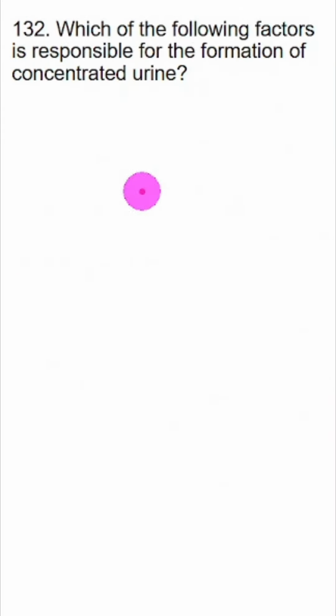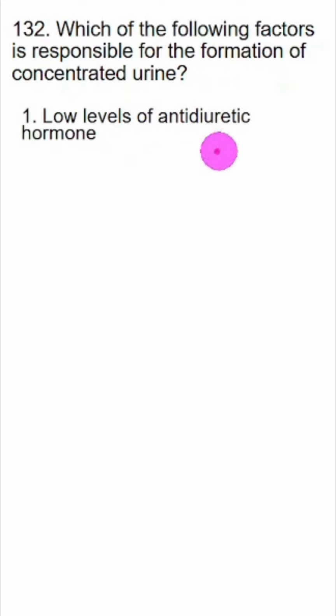We'll continue from here. Which of the following factors is responsible for the formation of concentrated urine? Low levels of antidiuretic hormone. Antidiuretic hormone works against dilution, so if the levels are low, how will it help in concentration? So the first is wrong. Maintaining hyperosmolarity towards the inner medullary interstitium in the kidney.